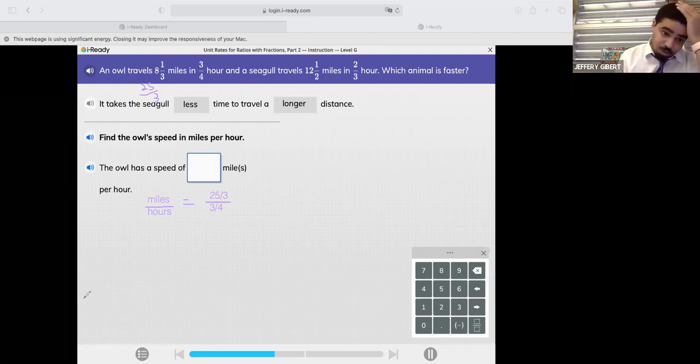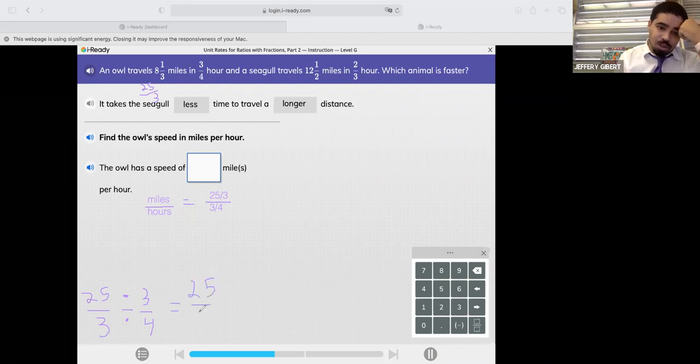All right. What's our division problem? 25 over 3 divided by 3 over 4. Yes, that's correct. And when you divide fractions, do you keep the first fraction the same or flip it to its reciprocal? Flip it. The first one always stays the same. Oh, I thought you were talking about the second one.